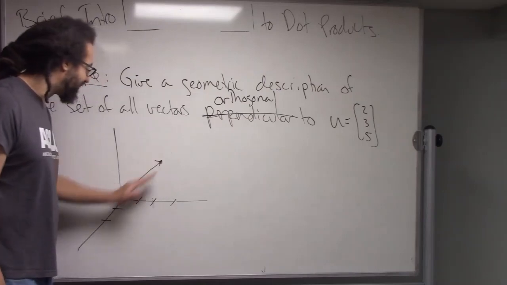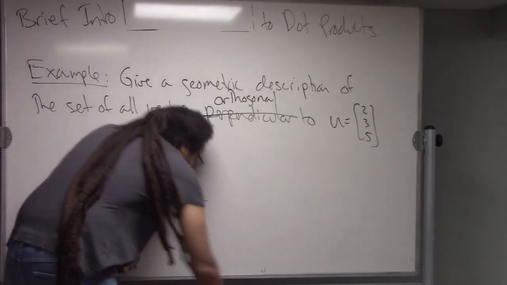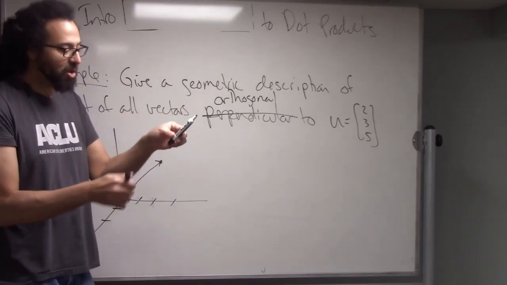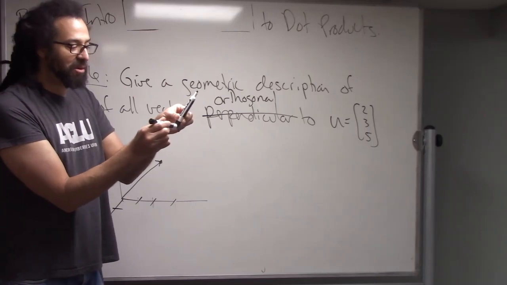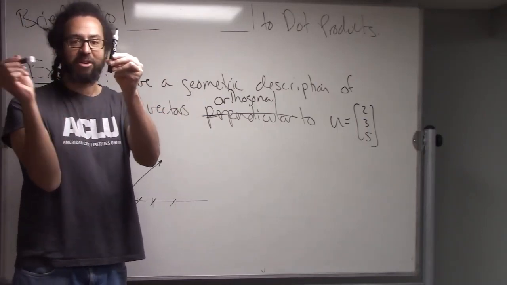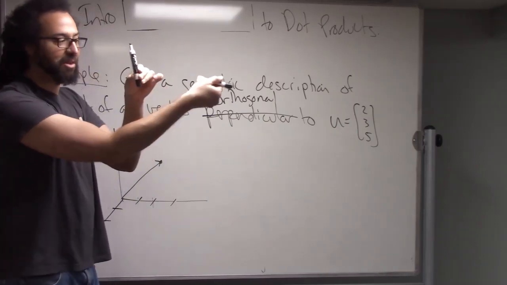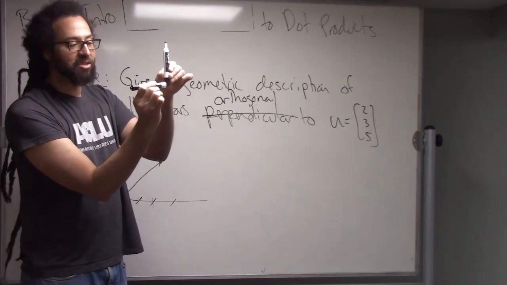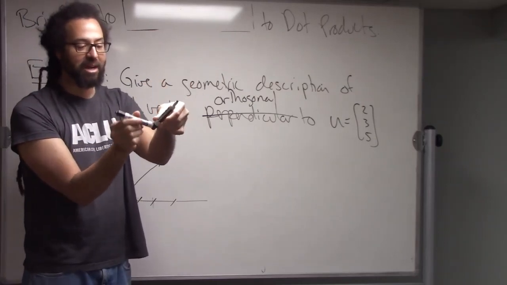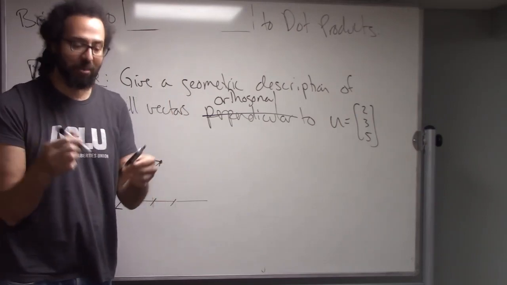So here's that vector 2, 3, 5, right? Looks something like this. And so now, what are all the vectors that are orthogonal to this one vector? Well, this vector is orthogonal, this vector is orthogonal, right? They're all orthogonal. And so what happens when we collect all of the vectors that are orthogonal to this one single vector? Well, that should sweep out a plane, right?